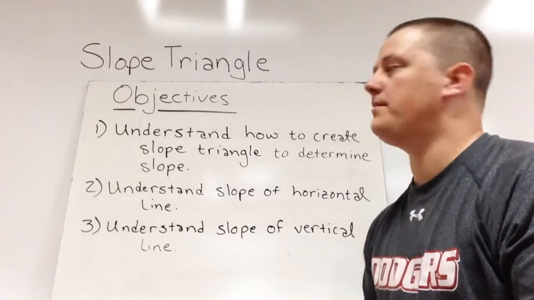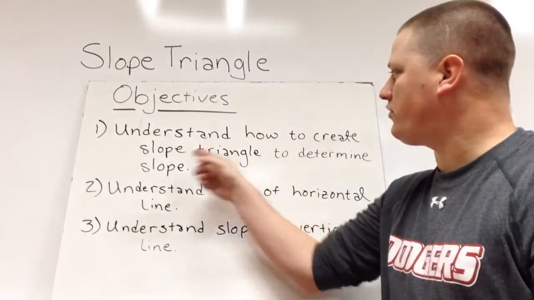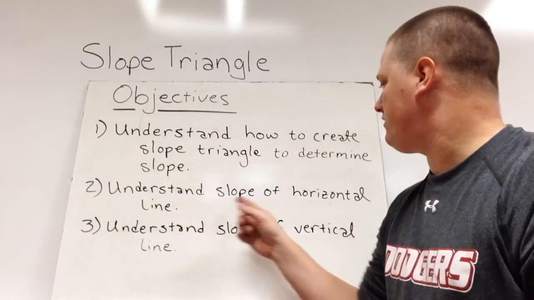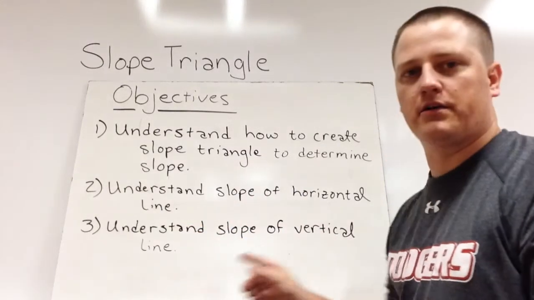In this lesson, we're going to be looking at the slope triangle. Our objectives: understand how to create a slope triangle to determine slope, understand the slope of a horizontal line, and understand the slope of a vertical line.